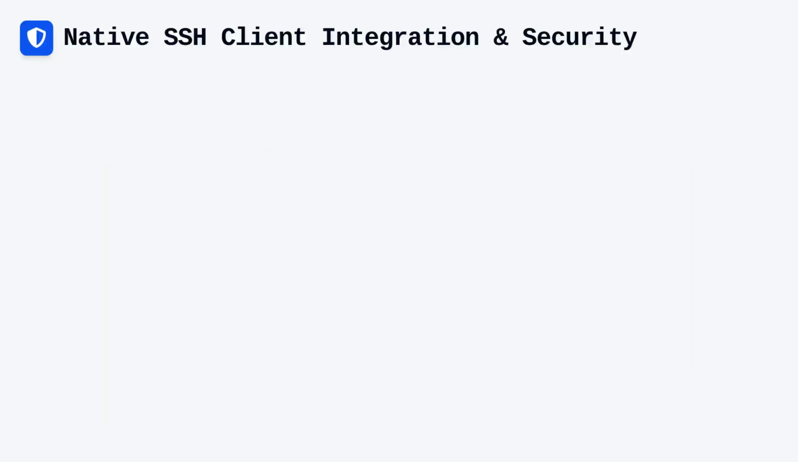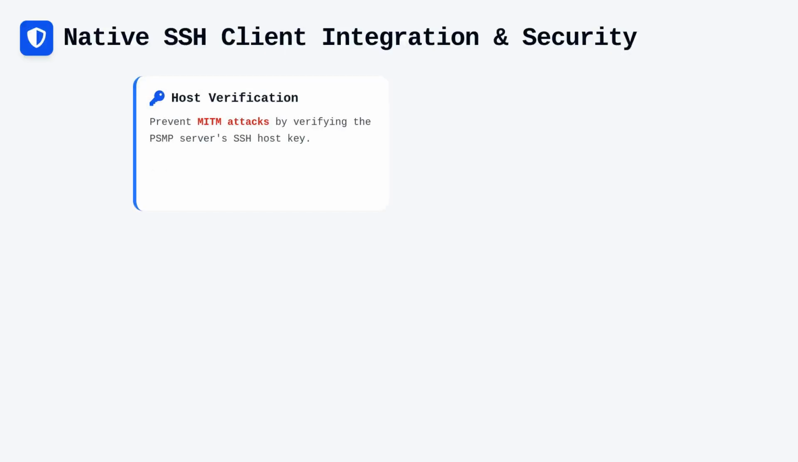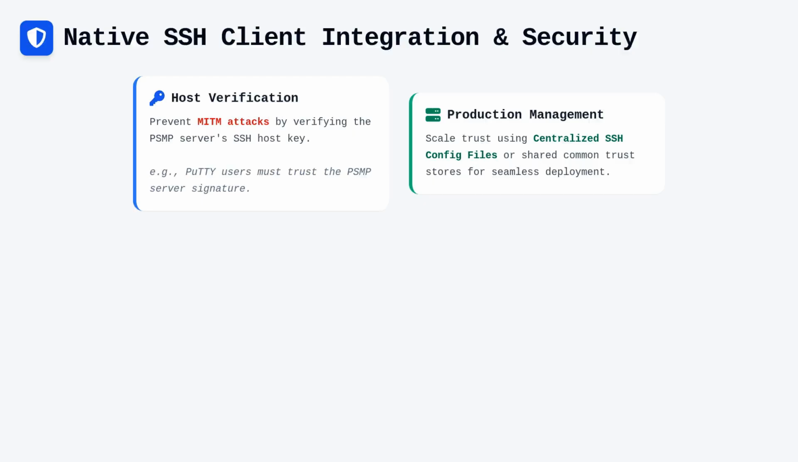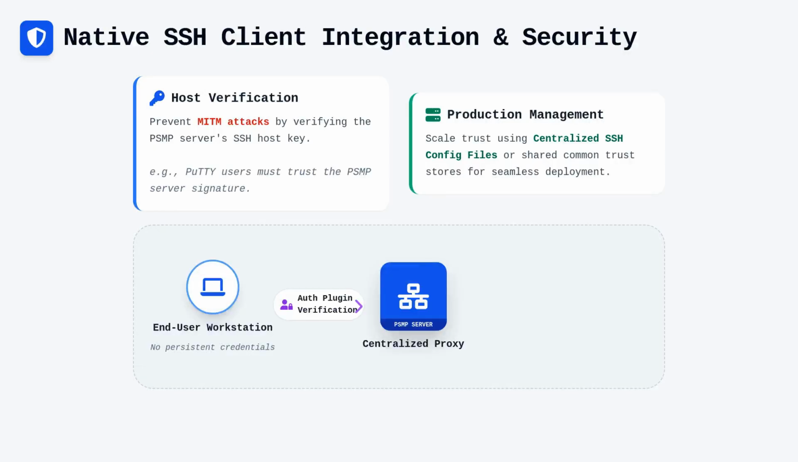Integration with native SSH clients requires careful configuration to ensure the authenticity of the proxy is verified, preventing potential man-in-the-middle issues. When users connect with applications like PuTTY, they must trust the SSH host key of the PSMP server itself. In a production environment, you would typically manage these signatures through centralized SSH config files or common trust stores. The PSMP also supports integration with various authentication plugins to ensure that the user identity presented to the proxy is verified correctly against existing directory services.